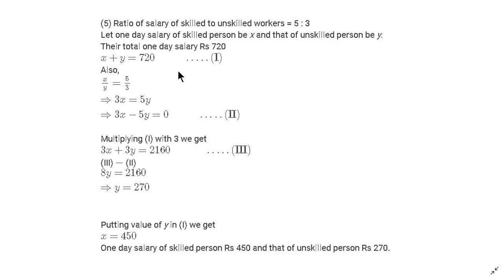So what is the ratio? Ratio is simply the division, right? X upon Y is equal to 5 upon 3. X is for skilled and Y is for unskilled. So this is the ratio we can write. Now we can see here 3x is equal to 5y, 3x minus 5y is equal to 0. These are the two equations we got.